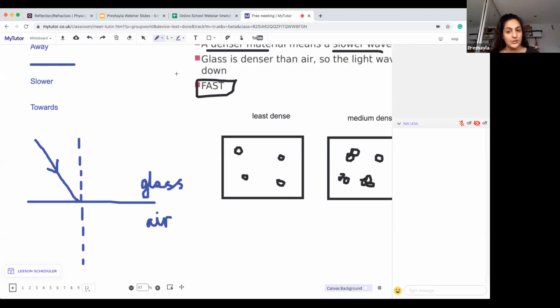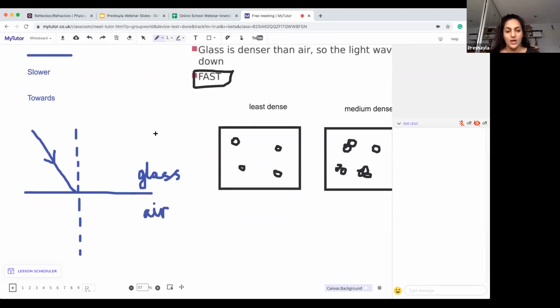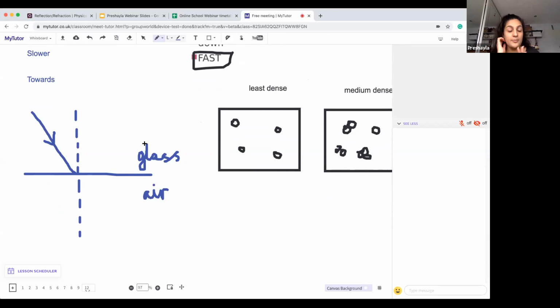Then we go to our mnemonic. If it's faster, it's away. Those two match up, faster, away. But what do I mean by away? I mean away from the normal, which means it's going to bend in this direction, and not towards the normal in this direction. But where is that boundary between being away and being towards?